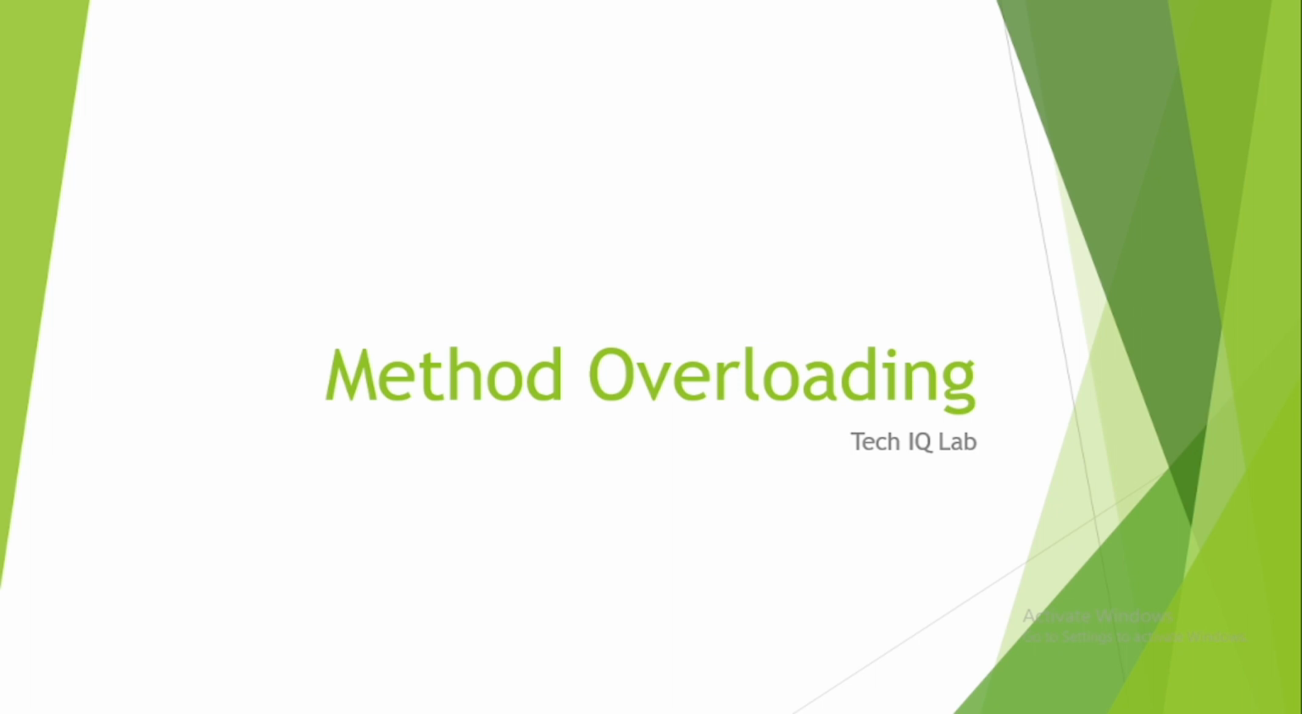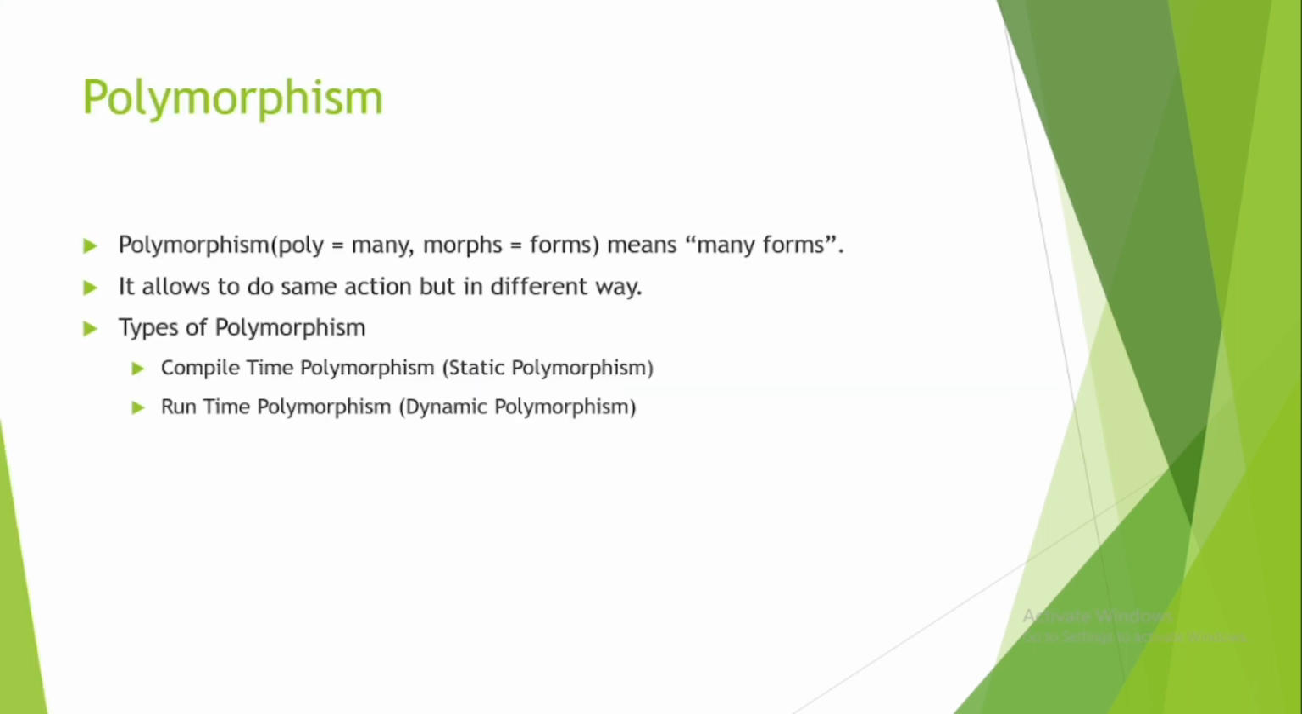So बिना देरी के let's start. What is polymorphism? Okay, so what is polymorphism? Polymorphism means many forms. How? Polymorphism is made of two words, poly and morphs, right? Poly equal to many and morphs means forms. So polymorphism is called many forms.